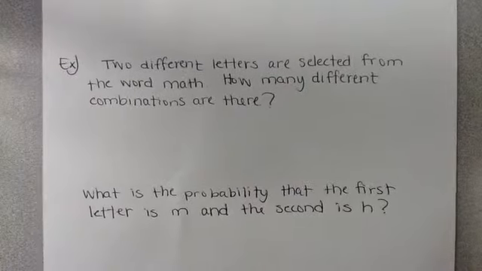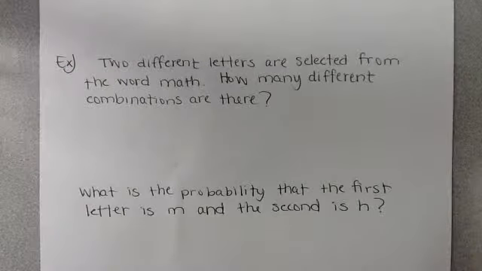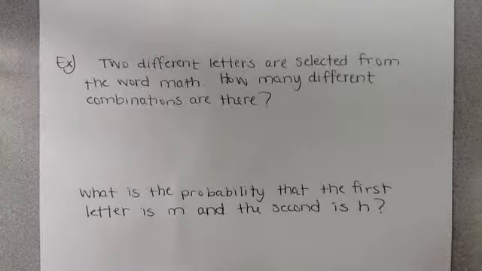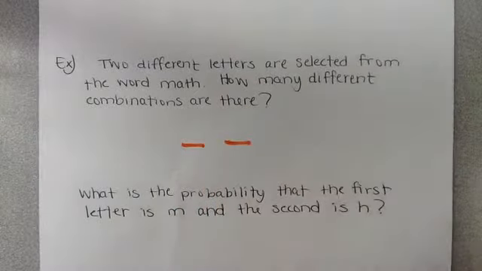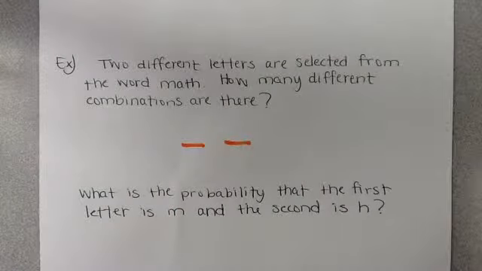2 different letters are selected from the word math. How many different combinations are there? So I could go M and the A, M and the T, M and the H. But we don't need to list them all out. Okay? So how many letters am I picking? 2. I have 2 spots to fill because I'm picking 2 letters. Try this one on your own.